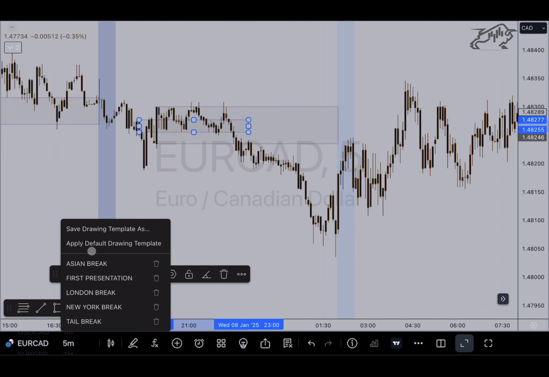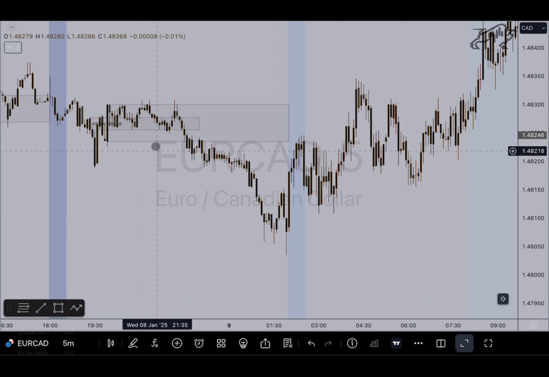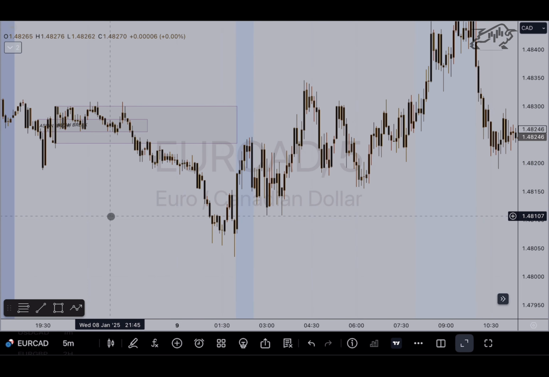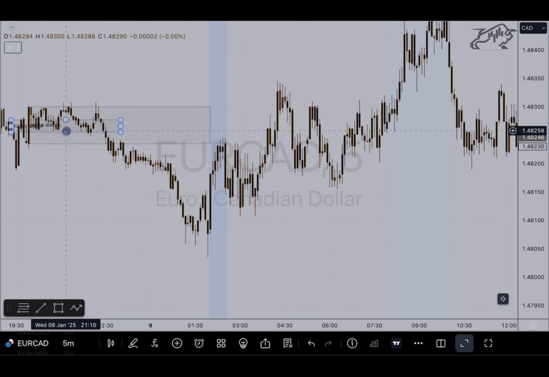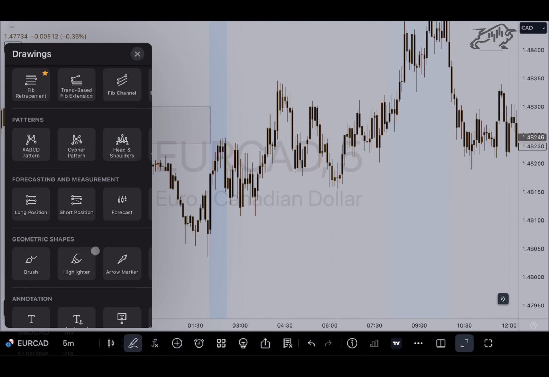Going to label this as our Asian break. We also label this as our Asian break. And as you guys can see, this is not a one touch level. We would have used it. Use your levels responsibly, you guys. Okay? Use your levels responsibly.